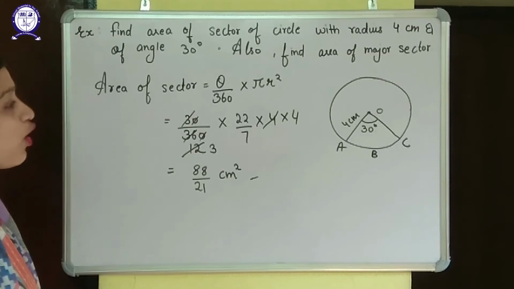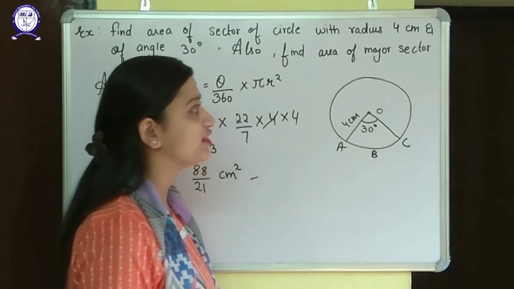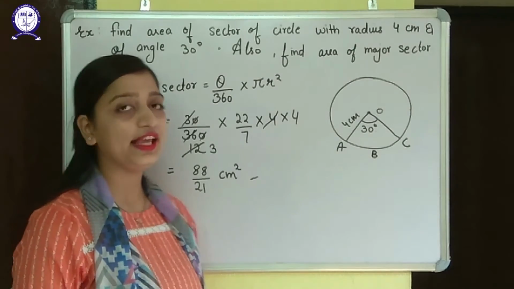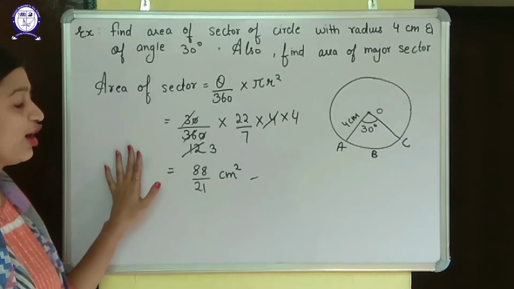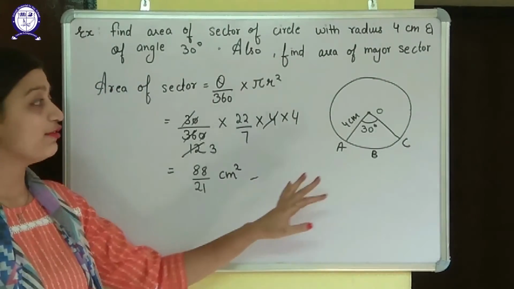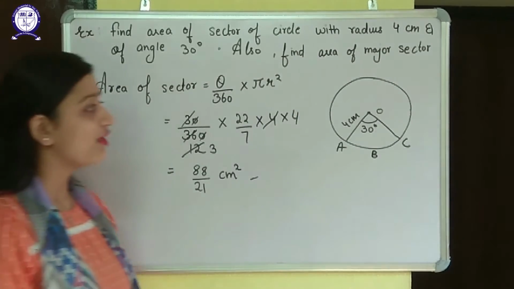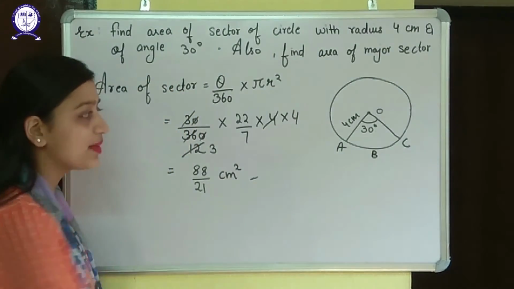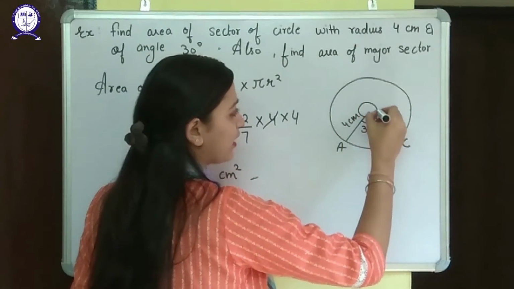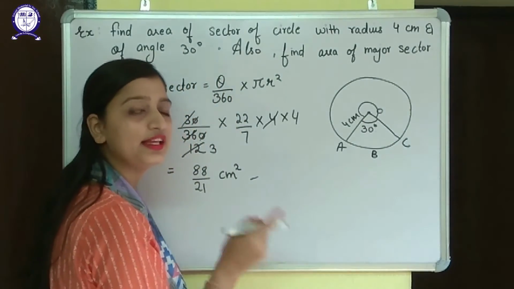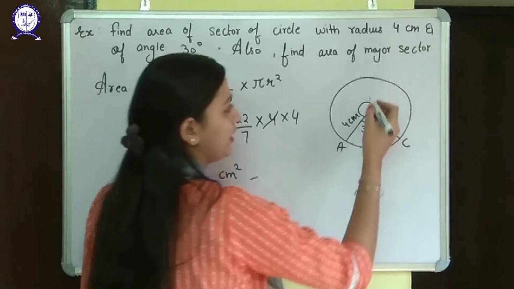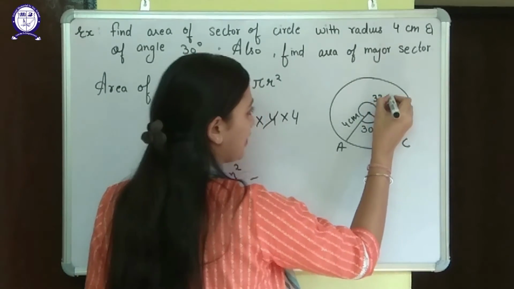Now coming to the second part. Also find the area of major sector. In this question, we are also asked to find the area of the major sector. This is the area of the minor sector. There are two ways of doing that. The first way is find the outer angle. Okay. This is my sector and this is also a sector. I can find the outer angle, right? If this is my 30, it will be complete angle minus 30, that is 360 minus 30, that is 330 degrees.